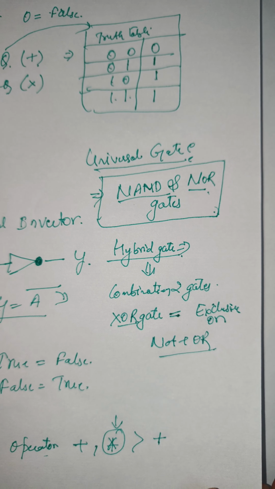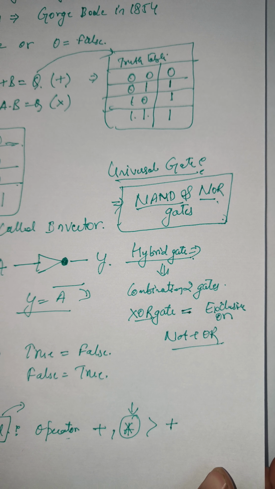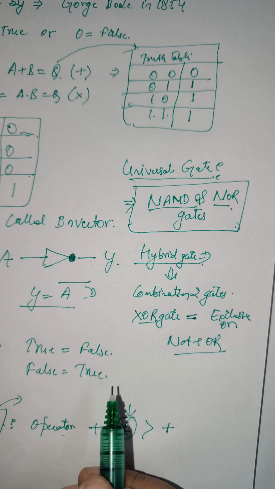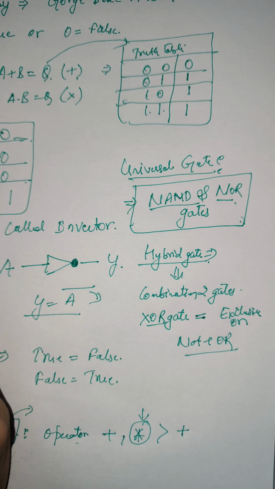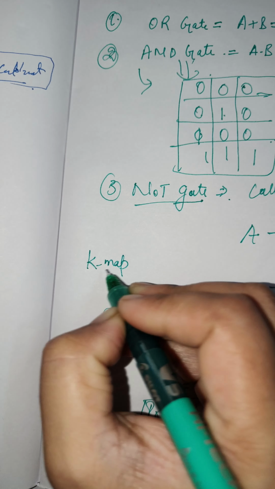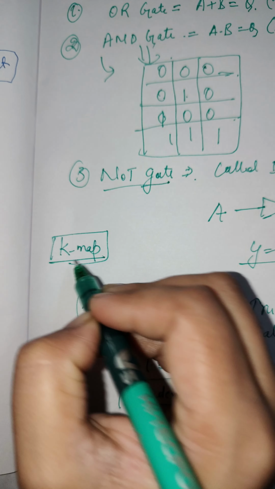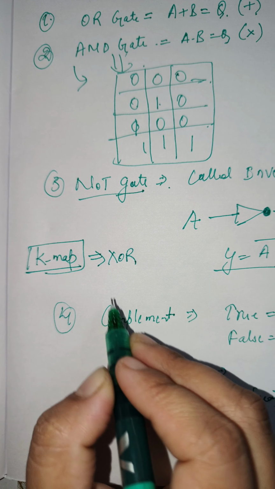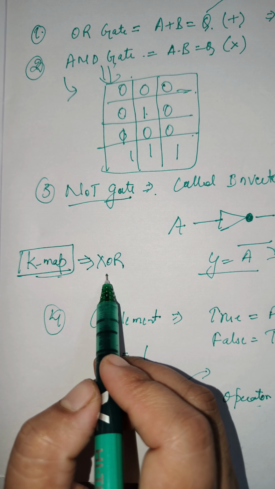And one more important question asked about this chapter is K-map. In the case of K-map, which gate is used? So we can say the XOR gate is used in the case of K-map.